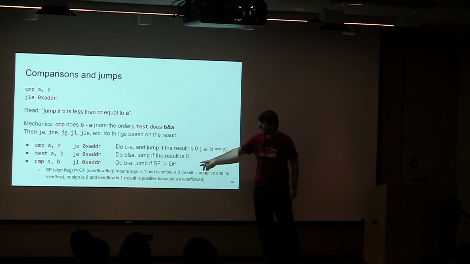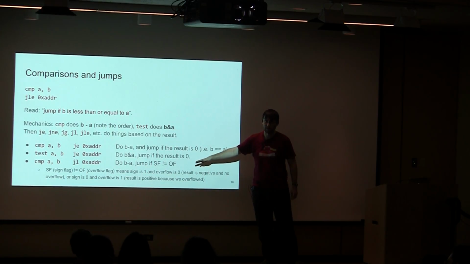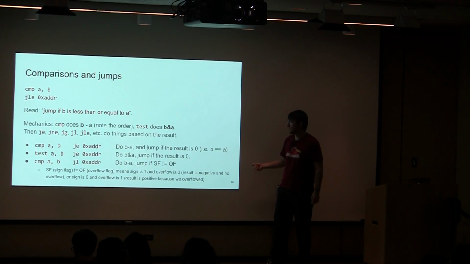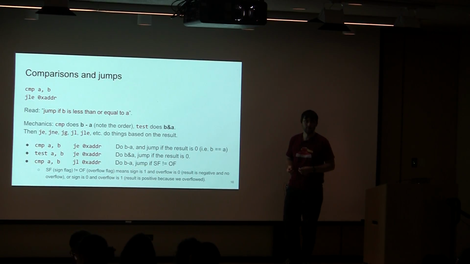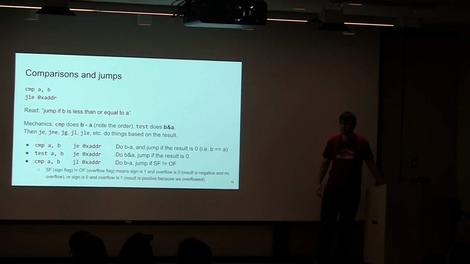Okay, and then the third example is intuitive, but if you also want to parse what it has on the cheat sheet, SF is the sign flag, OF is the overflow flag. So if the sign flag is not the same as the overflow flag, that means we have two cases. Either the result is negative, which makes sense. If B minus A is negative, then B is less than A. Or it means the result is positive, but we overflowed. And if it's positive, but we know we overflowed, then it means it should have been negative. So that also would mean that B is less than A. So that makes sense. Cool.